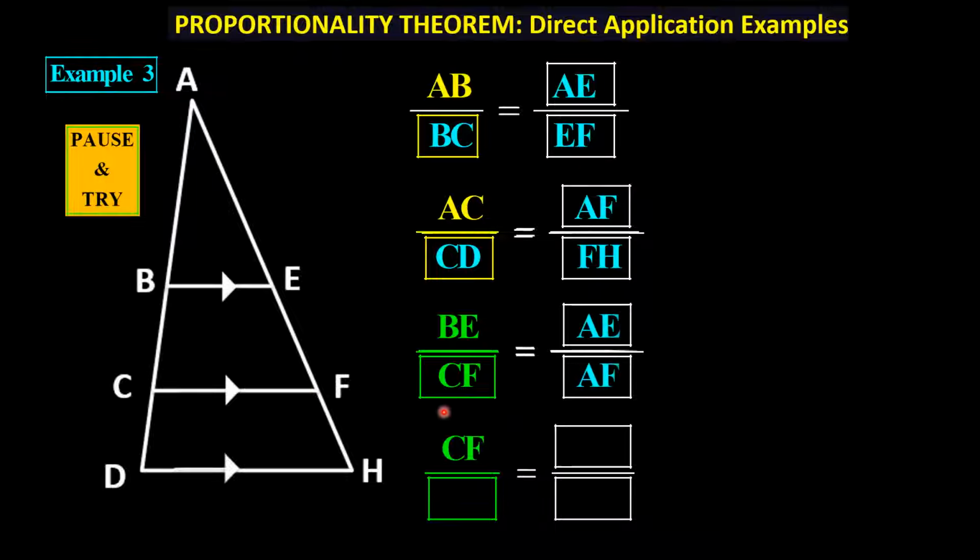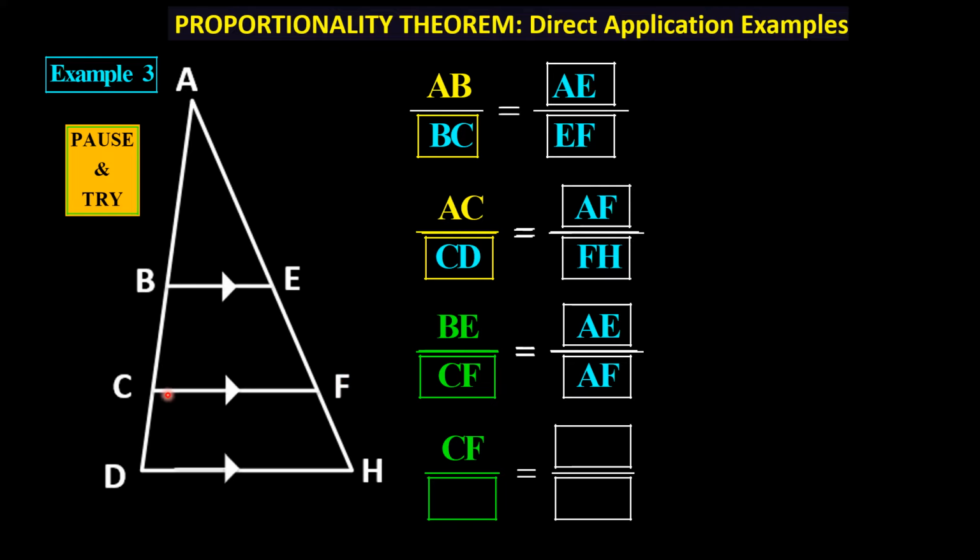Let's look at the next one. BE is a parallel line. It can go with CF. So it's BE over CF. And then I now need to take AE over AF, right? You see there you've got a shorter over a longer, so you need a shorter over a longer side there.